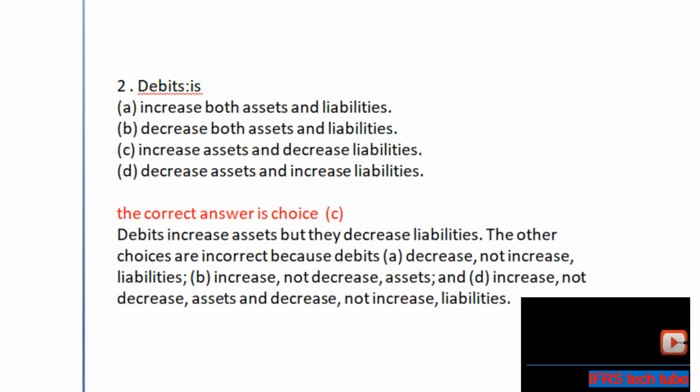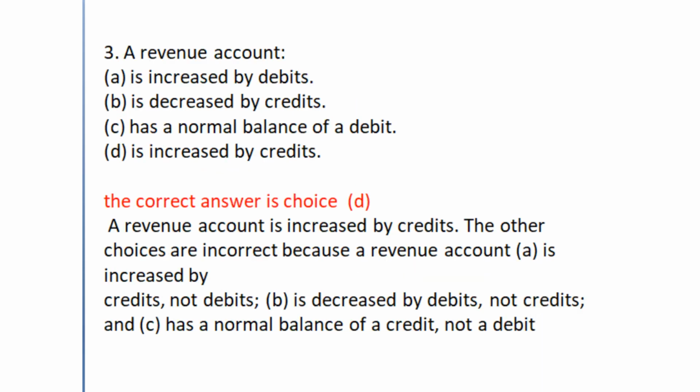Question 3. A revenue account A. Is increased by debits. B. Is decreased by credits. C. Has a normal balance of a debit. D. Is increased by credits.